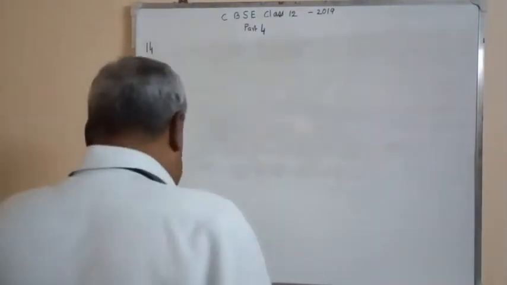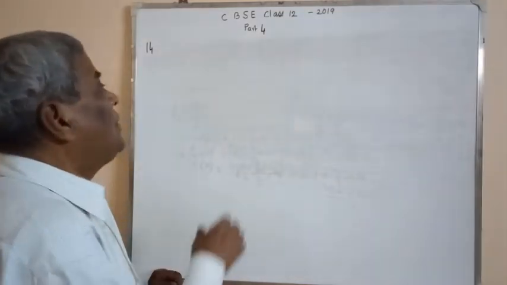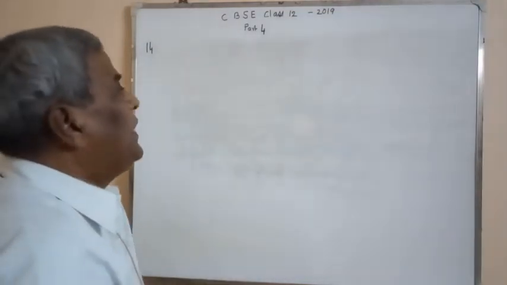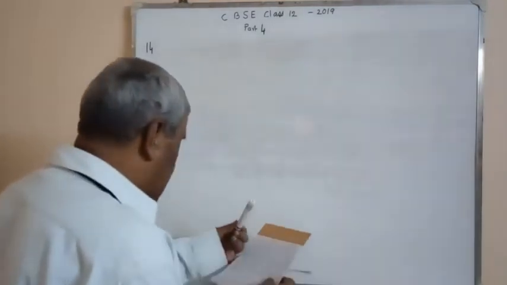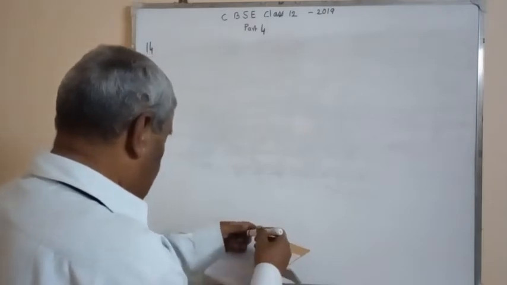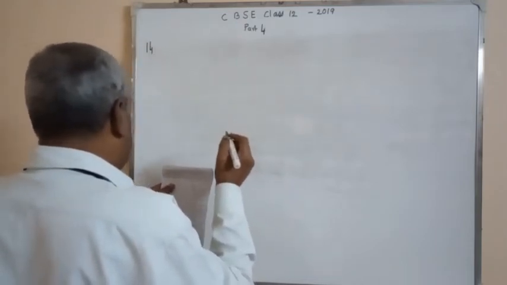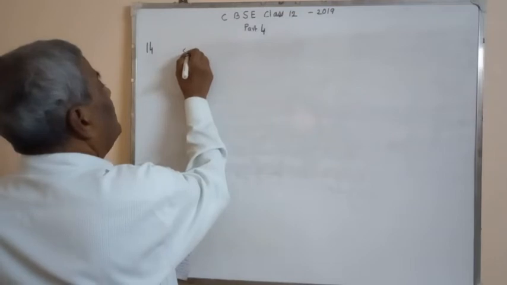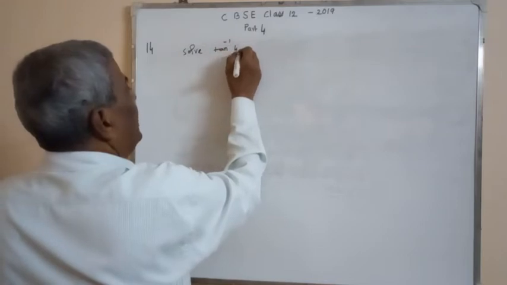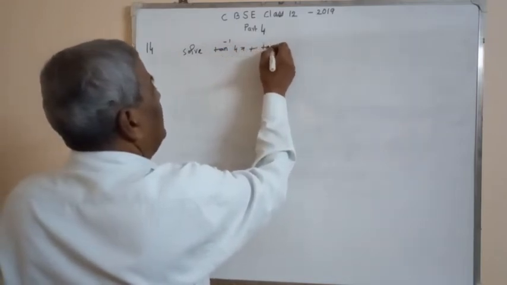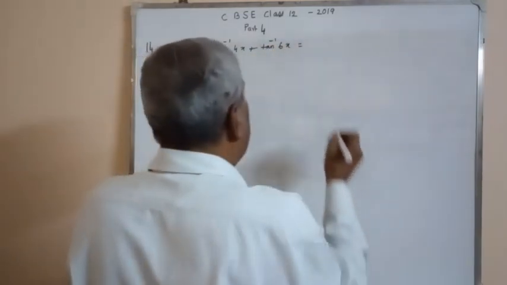Today, let us take the next few problems of this question paper, CBSE Class 12, 2019. Our first problem is question number 14. The problem is: solve tan inverse 4x plus tan inverse 6x is equal to pi by 4.